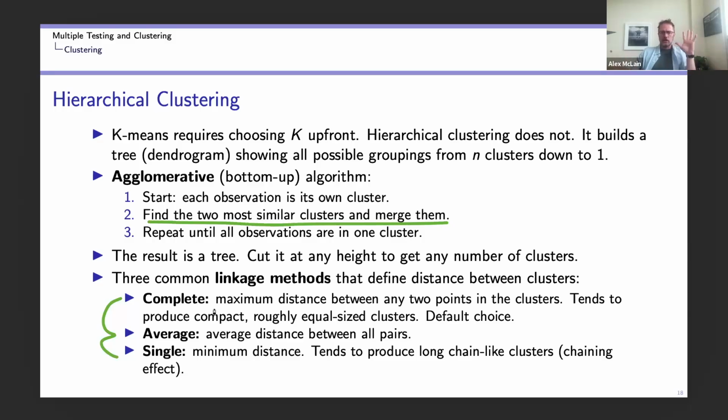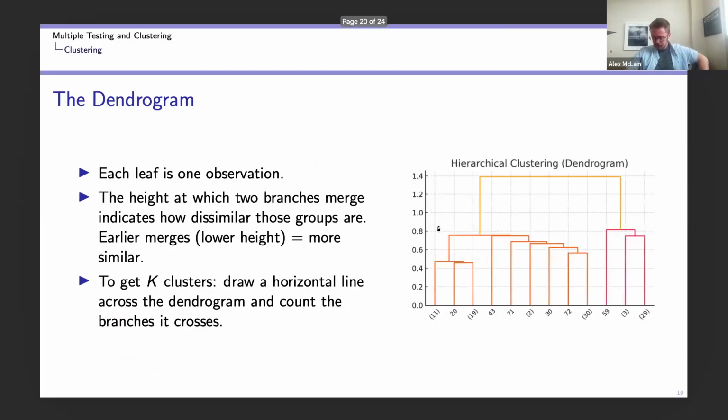So complete is going to produce roughly equal size clusters. Single is sort of the opposite of that. It produces long chain-like clusters. So we end up with one cluster with a ton of observations, and then we have a couple observations over to the side here. And average is kind of between the two. Most of the time I'll do complete. And then also with bottom up, where we start with each observation in its own cluster, there's also top down, where we start with everything in the same cluster, and then we start separating apart. Bottom up is more common though.